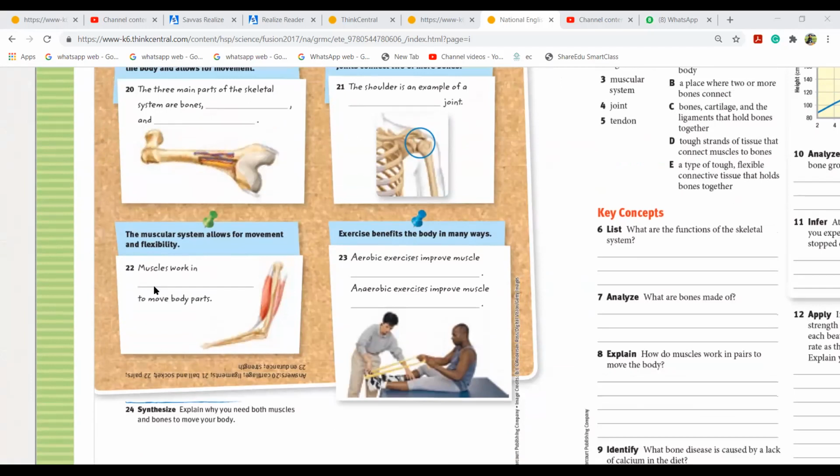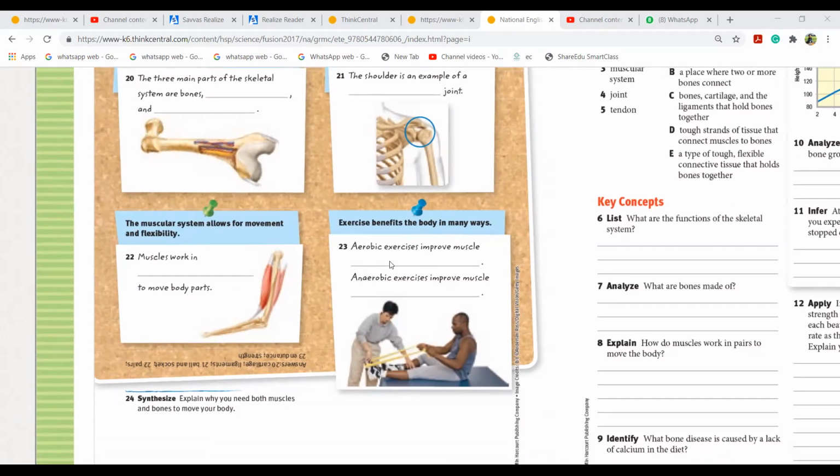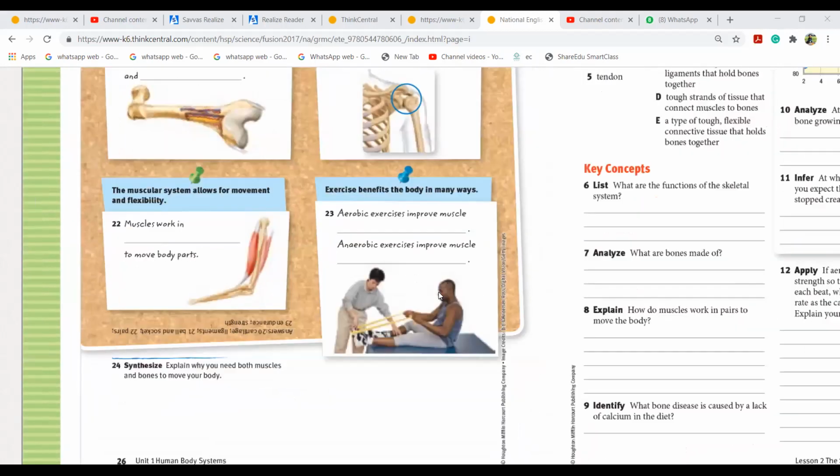Muscles work in pairs. I told you one contracts and the other relaxes, like triceps and biceps. Aerobic exercise is in the presence of oxygen, with air. They improve muscle endurance. Anaerobic exercise improves muscle strength.